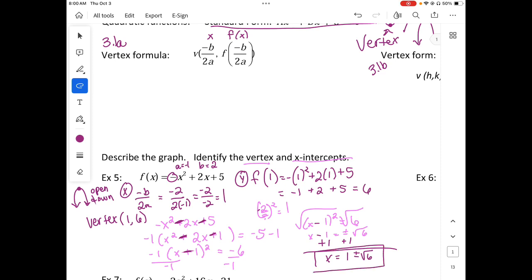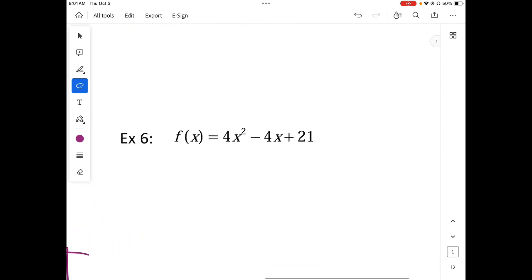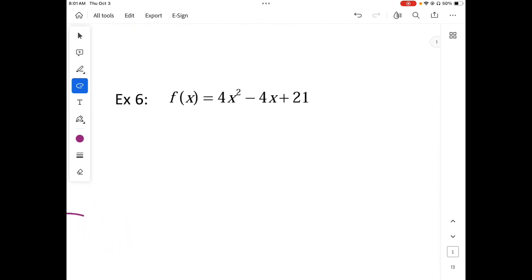Sorry about that at the very beginning when we factor out that negative 1. So we still have 2 solutions. So we did what we needed to do. We found the vertex. We found the x-intercepts. All right, let's go to example 6. Okay, so the leading coefficient sign is positive, so this is going to open up. So we need to find our vertex. So we need to do 4x squared minus 4 equals negative 21.